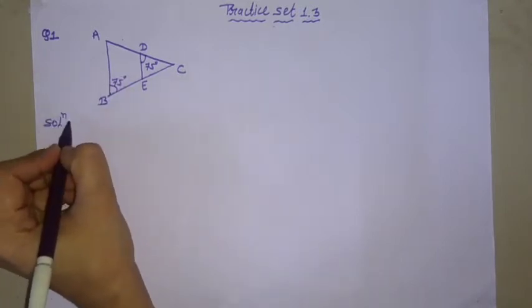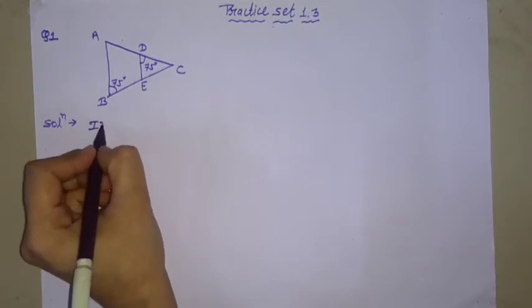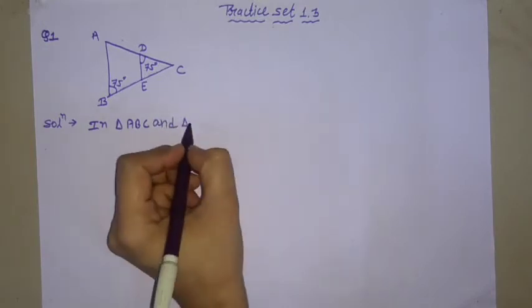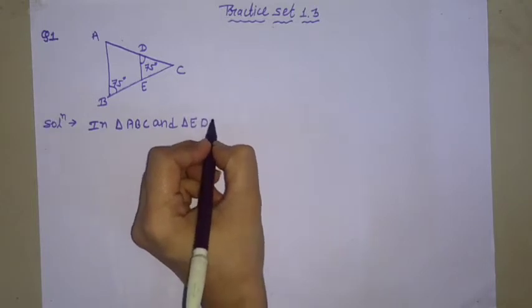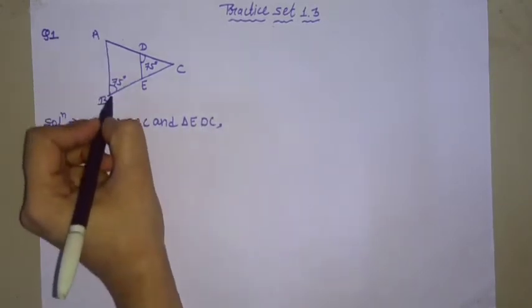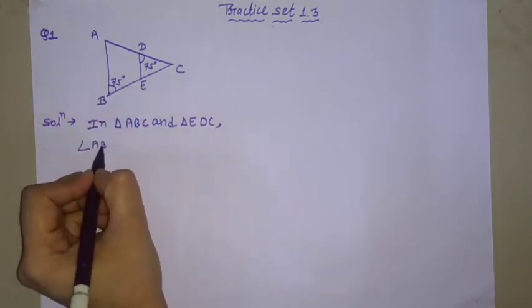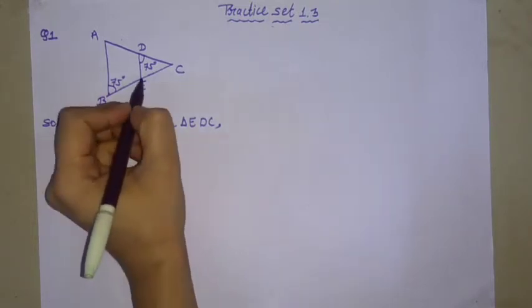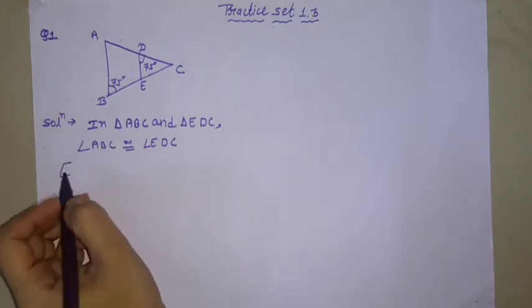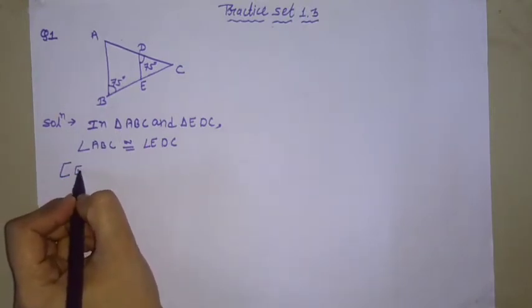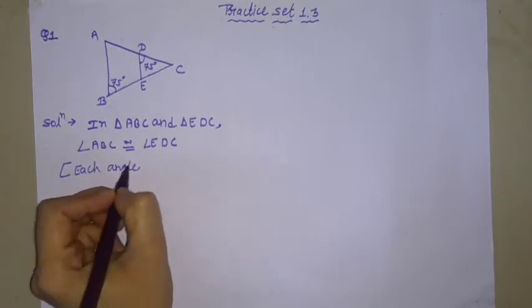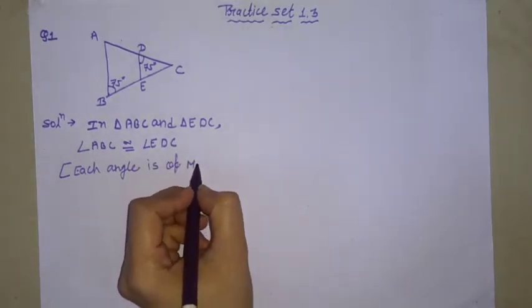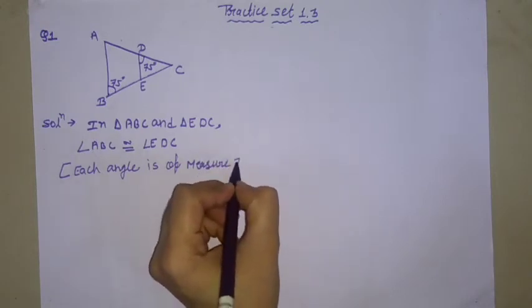Solution. In triangle ABC and triangle EDC, angle ABC is congruent to angle EDC, where each angle is of measure 75 degrees.